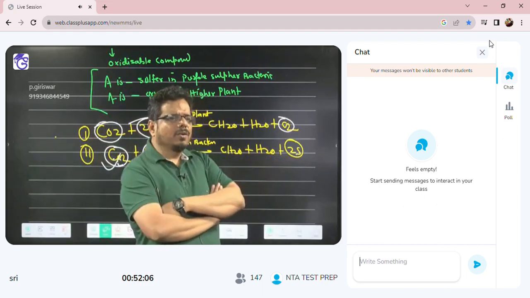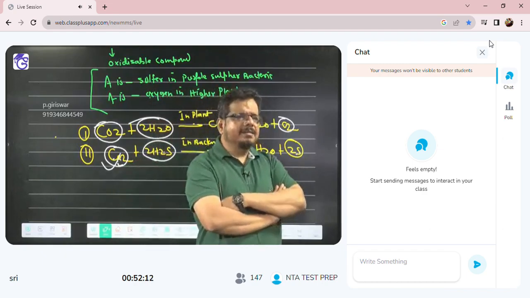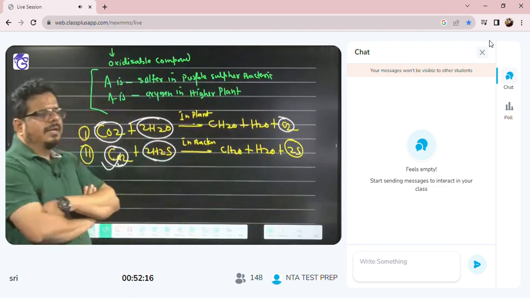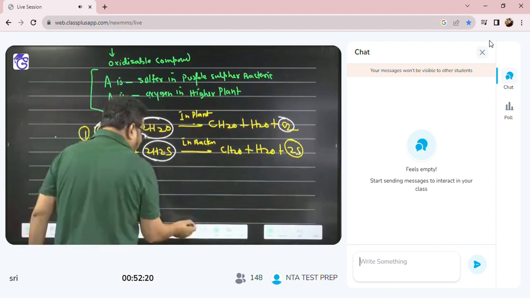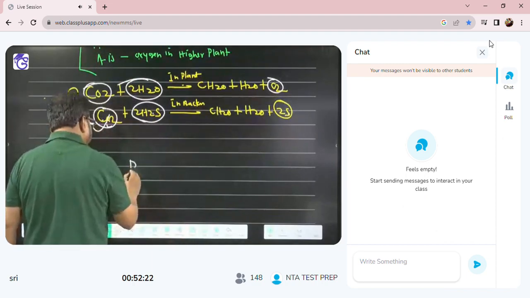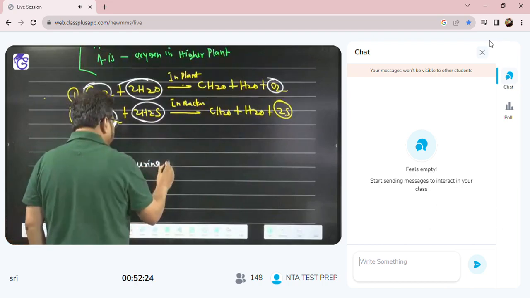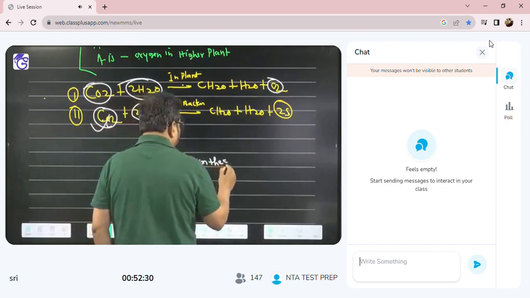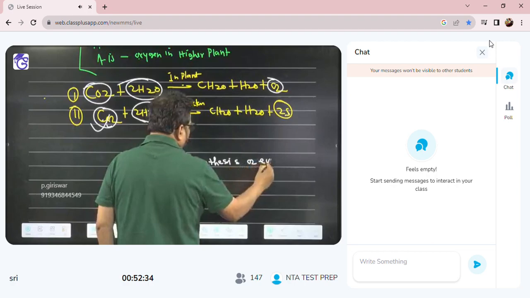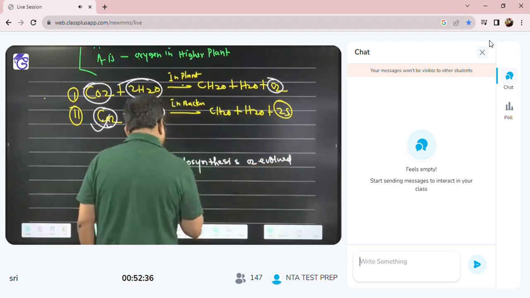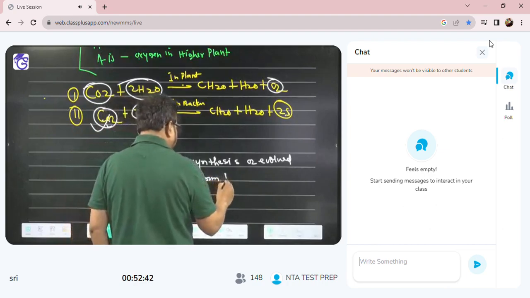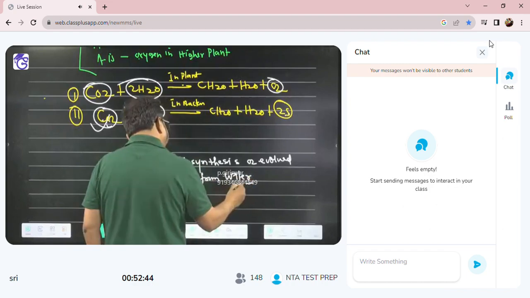And he changed the thought process of the people. During photosynthesis, oxygen evolved did not come from CO2, that came from water. So what he concluded? During photosynthesis, oxygen evolved came from water. Understanding the idea or not?